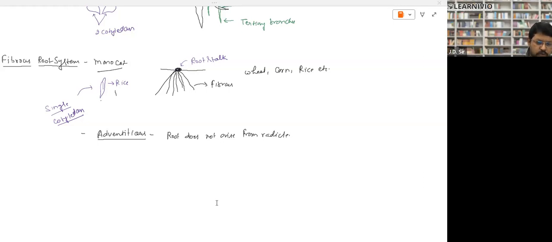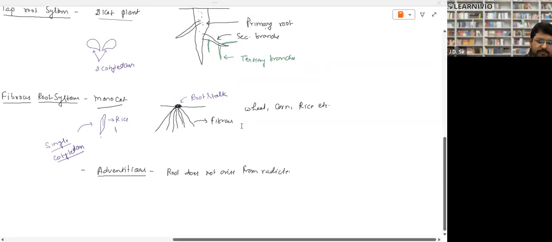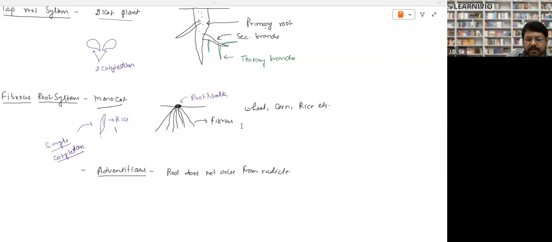Fibrous or adventitious roots do not have a primary root, rather a group of fiber-like structures. Full stop.